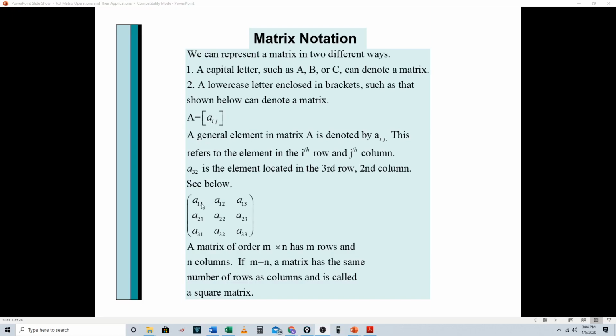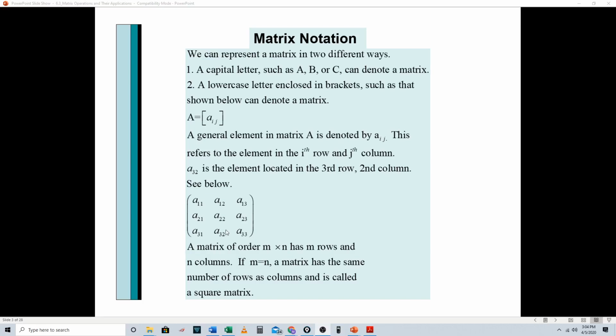Every individual number inside a matrix is called an element, and its position is noted by the numbers down here. So, for example, A11 means first row, first column. A12 is first row, second column. A13 is first row, third column. So A32 is third row, second column.